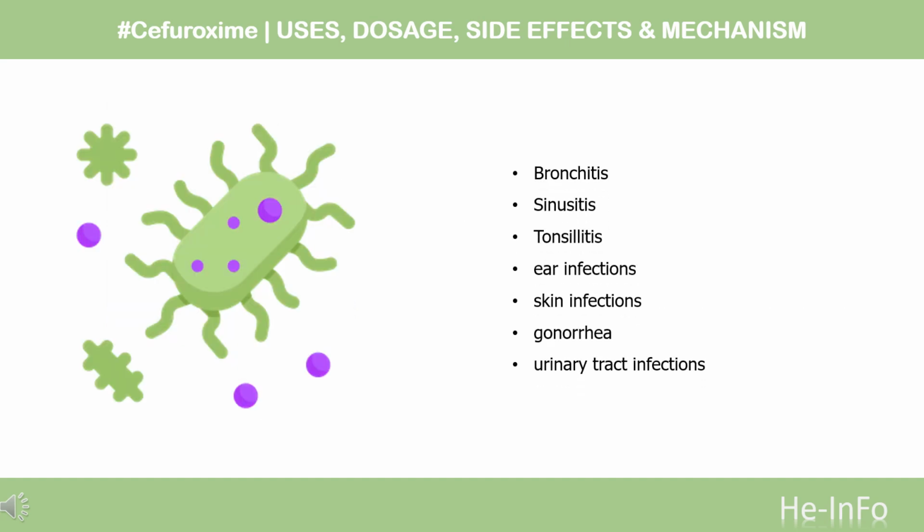What is cefuroxime used for? For the treatment of many different types of bacterial infections such as bronchitis, sinusitis, tonsillitis, ear infections, skin infections, gonorrhea, and urinary tract infections.